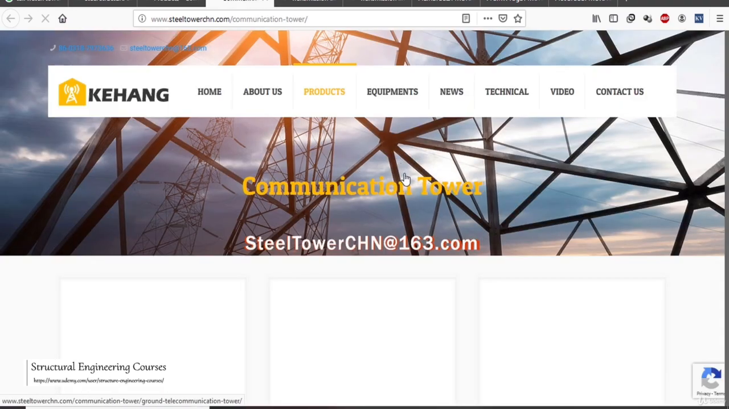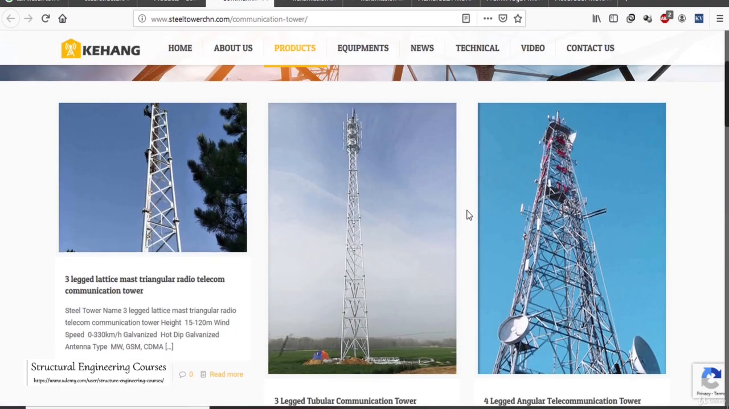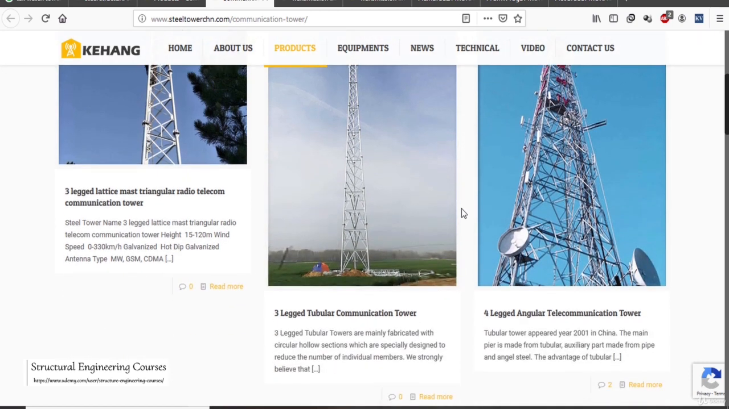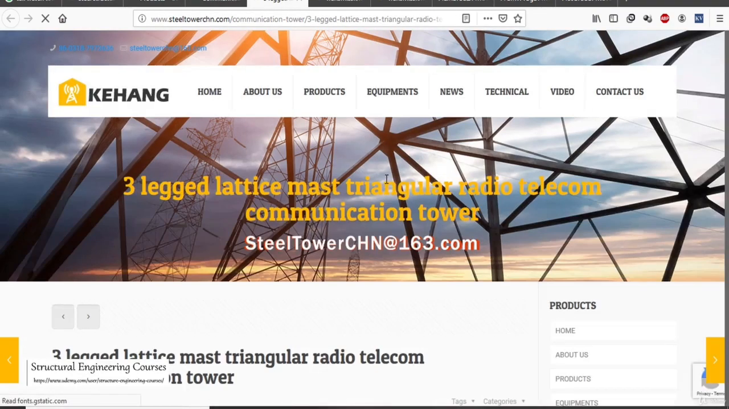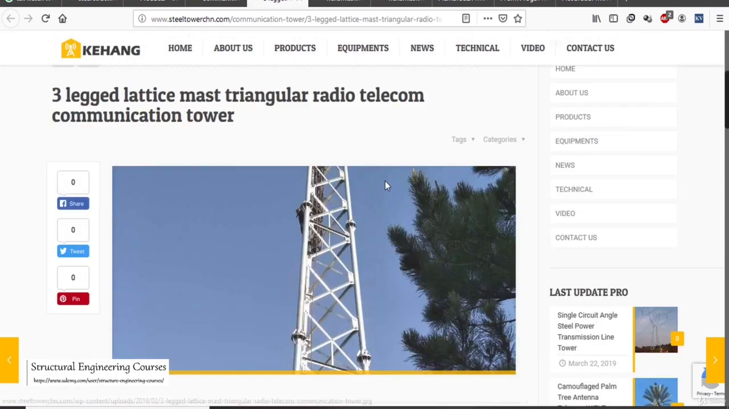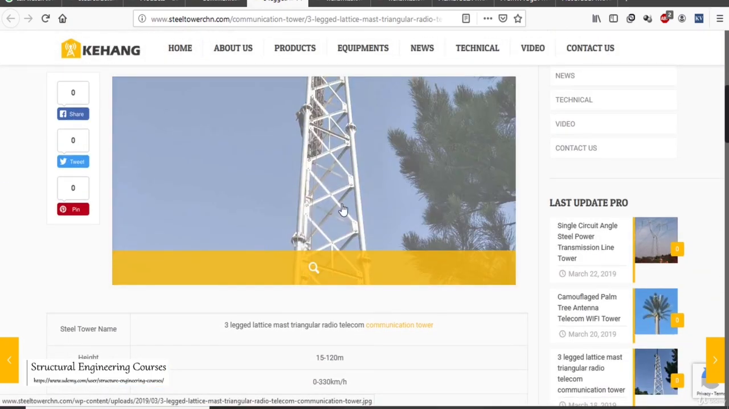You must have seen them in your cities or in your villages. There are many of them. So this is basically called the three-legged lattice mast triangular radio telecom communication tower. Here you can see that there are basically three legs of this tower, that is, 1, 2, and 3.